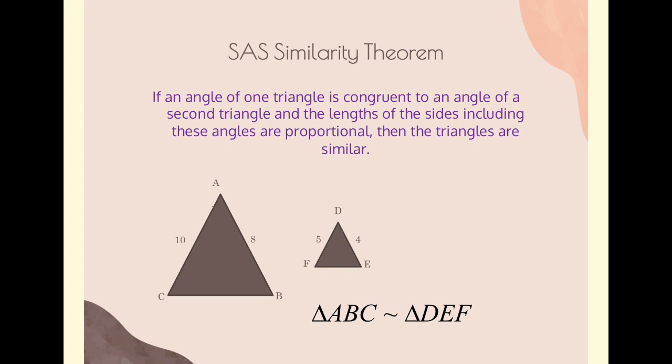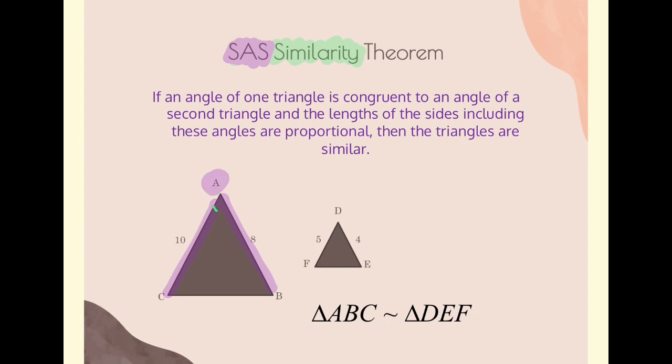The third and final shortcut to proving triangles are similar is side angle side similarity. And that theorem says if an angle of one triangle is congruent to an angle of a second triangle, and the lengths of the sides, including these angles, are proportional, then the triangles are similar. So for this, we need two sets of sides and the angle where they meet. So that's the most important thing, is the order of the letters is side angle side. The angle that's provided has to be the one where the two proportional sides meet.